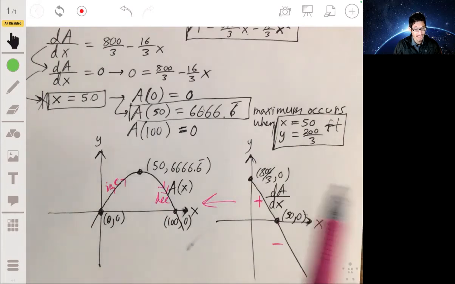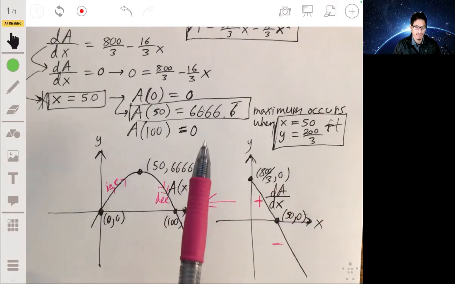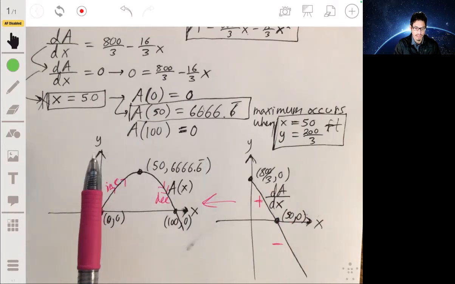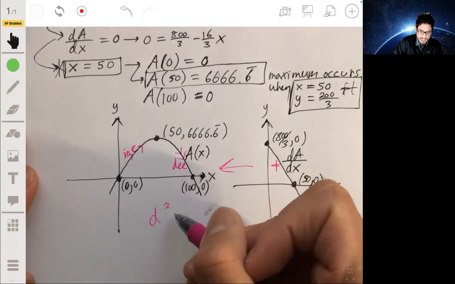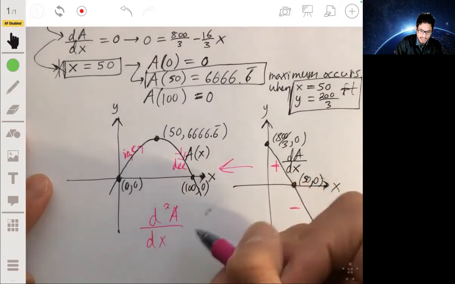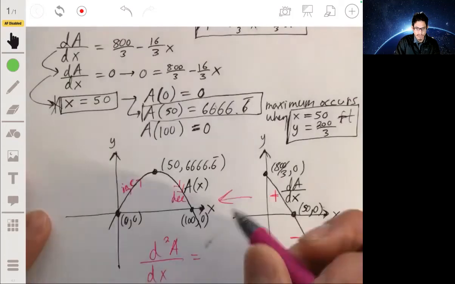Keep that in mind because I could even go another step further and show you the second derivative. That second derivative will be negative everywhere. I'll just show you actually right now. It's just because I can. If I want to find the second derivative, the area with respect to x, I'm taking the derivative here. It's negative 16 thirds.